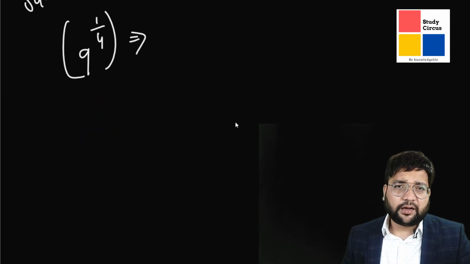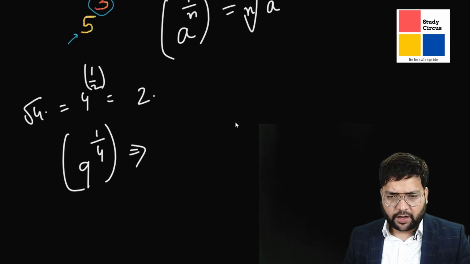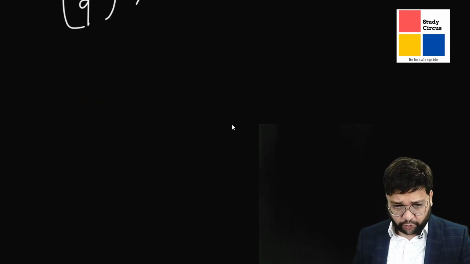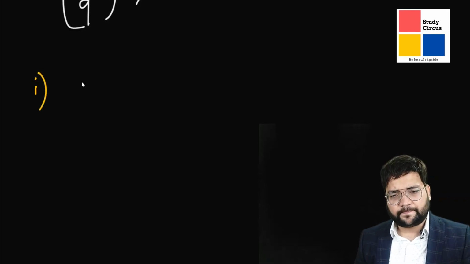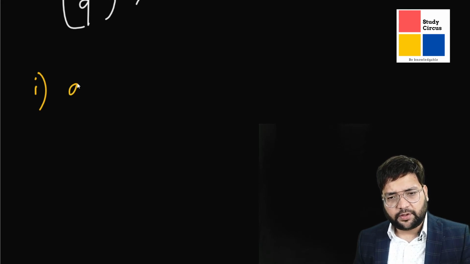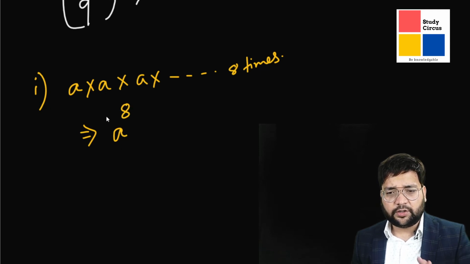Now we'll look at some rules for how we deal with exponents. First one, let's say there is the number a times a times a, let's say 8 times. So what is this? This is a to the power 8, right? a into a into a, 8 times. So that is a to the power 8.